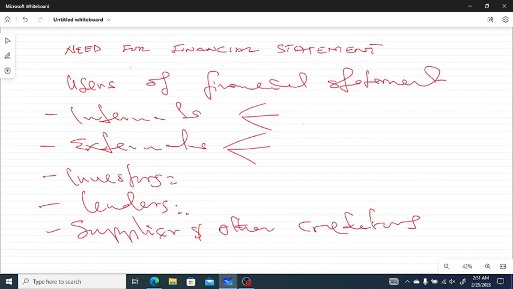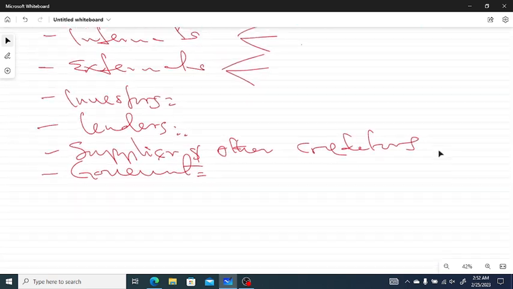We have governments. The governments and their agencies are interested in the financial statement of a business entity. They might use this information for the purpose of business regulation or deciding taxation policy. So these are some of them.